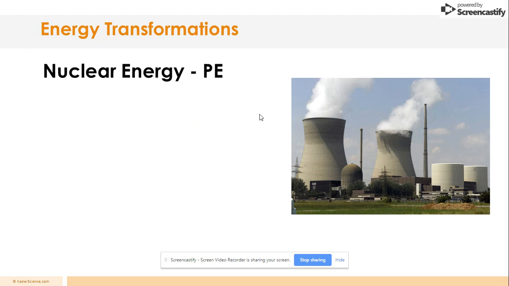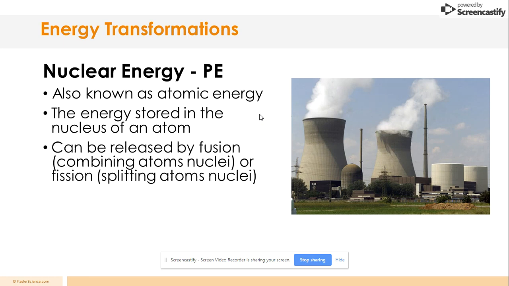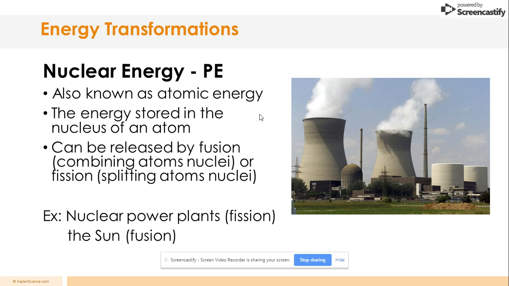What about nuclear energy? Nuclear energy is potential energy or atomic energy. The energy is stored in the nucleus of an atom. This energy can be released by fusion, which is when we take two nuclei of an atom and combine them, or fission, which is when we split up those nuclei. So for example, nuclear power plants use fission, or splitting of an atom's nucleus, to produce power. And the sun is actually fueled by fusion, or the combining of a bunch of atoms' nuclei.